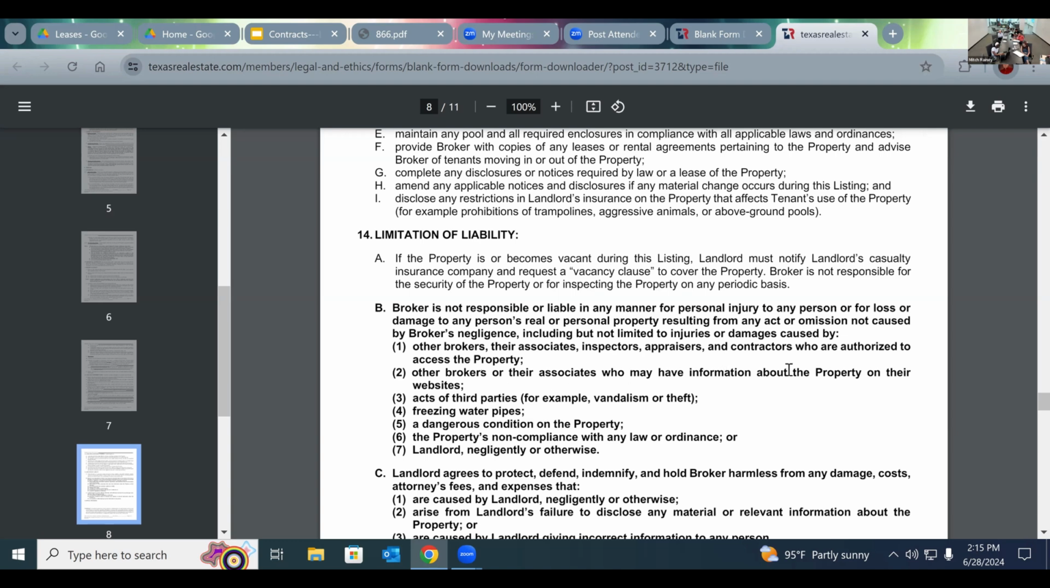Broker is not liable for personal injury to any person or loss or damage to any person's real or personal property. That's what they have home insurance for. This is, they're indemnifying us from it.